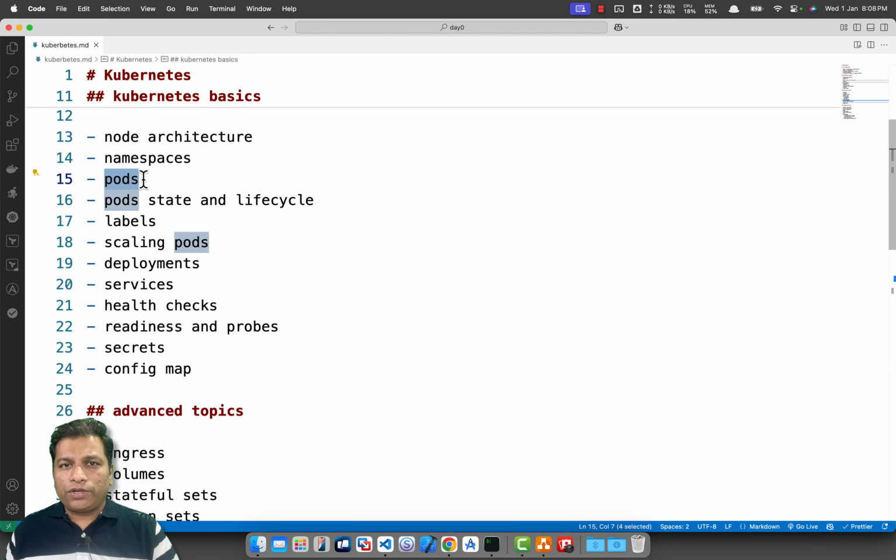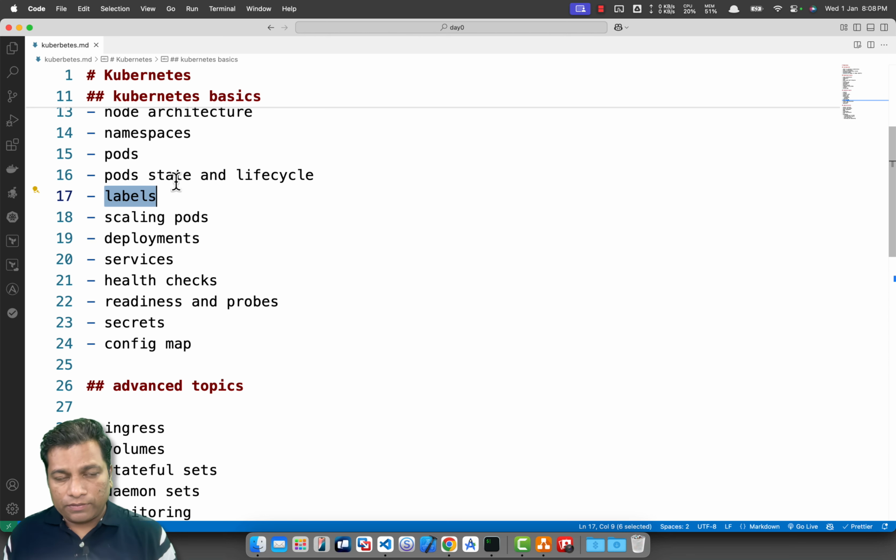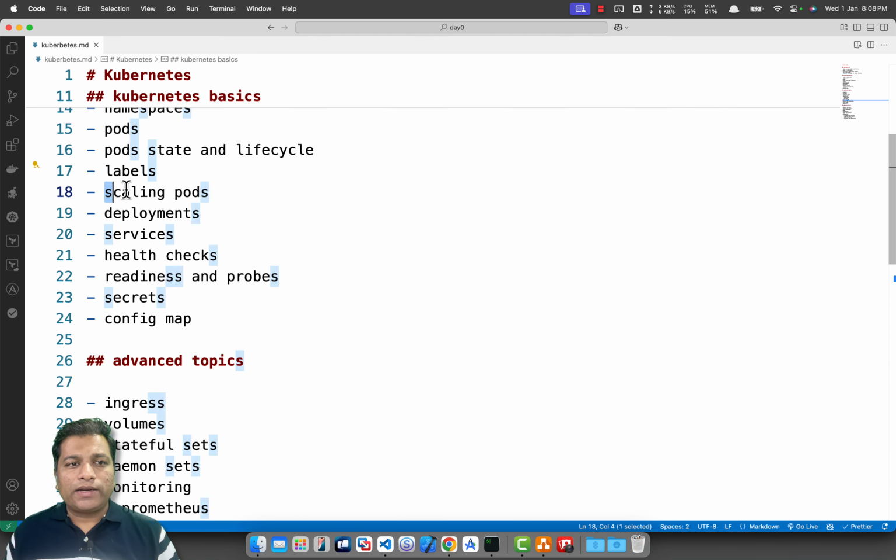Pods are the basic unit of execution in Kubernetes. We'll understand the different states of the pods and how the pod lifecycle is maintained in Kubernetes. Then we'll understand one of the key topics called labels. Because of the labels, services, replica sets, and deployments can find their respective pods. This is a very important topic. Then we'll start scaling the application by scaling the pods.